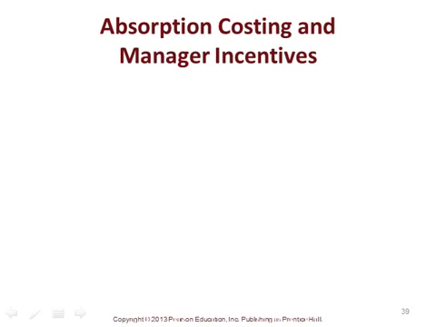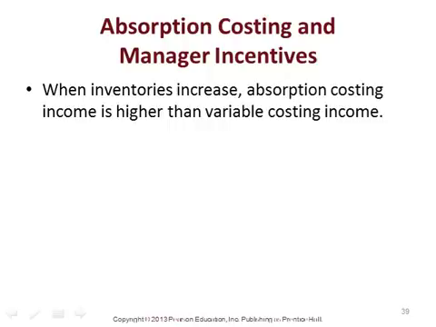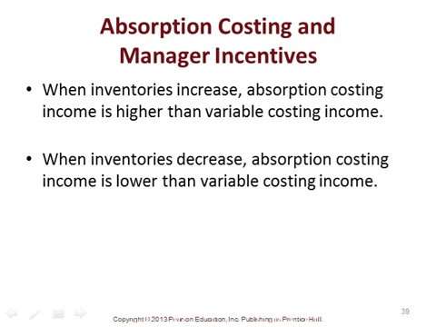And so finally, we can talk about the relationship here and what absorption costing means for manager incentives. One of the real weaknesses of absorption costing is that it can be manipulated by managers. If operating income is what their performance and bonus are gauged on, it can be manipulated somewhat by manipulating inventories, because when inventories increase, absorption costing income is higher than variable costing income. We have more fixed operating expenses associated with the units of inventory, versus being on the income statement as they would be under variable costing.